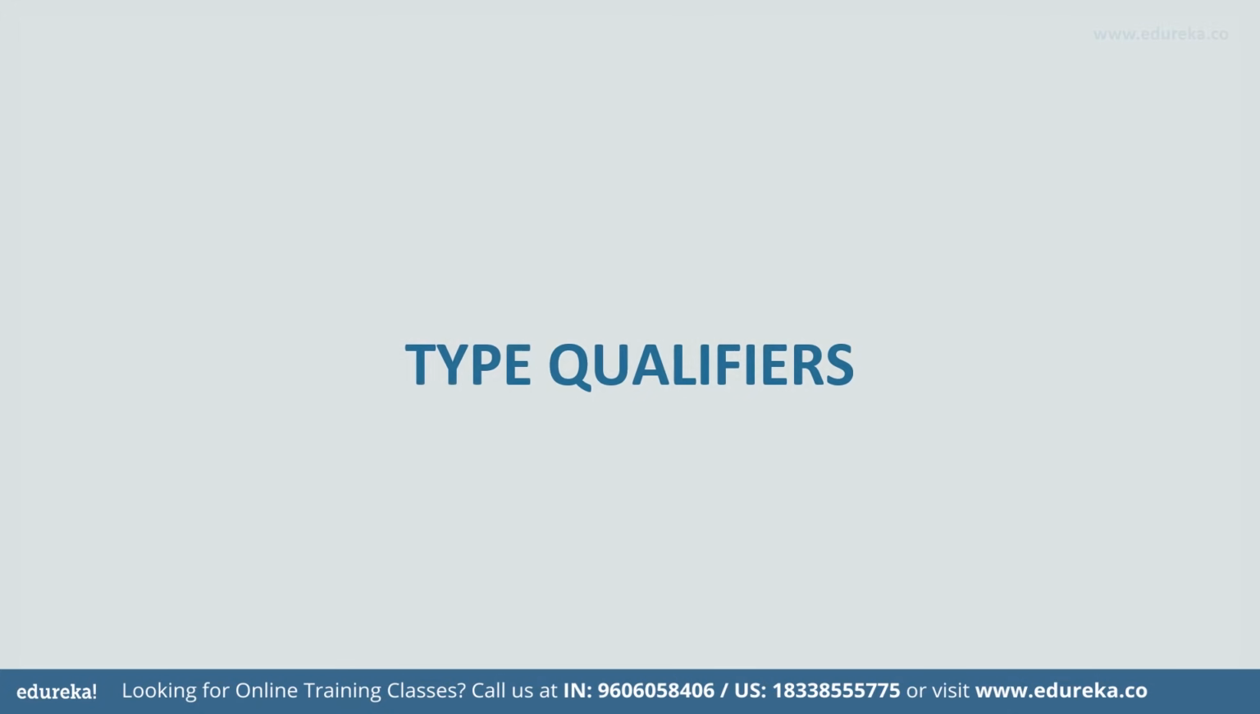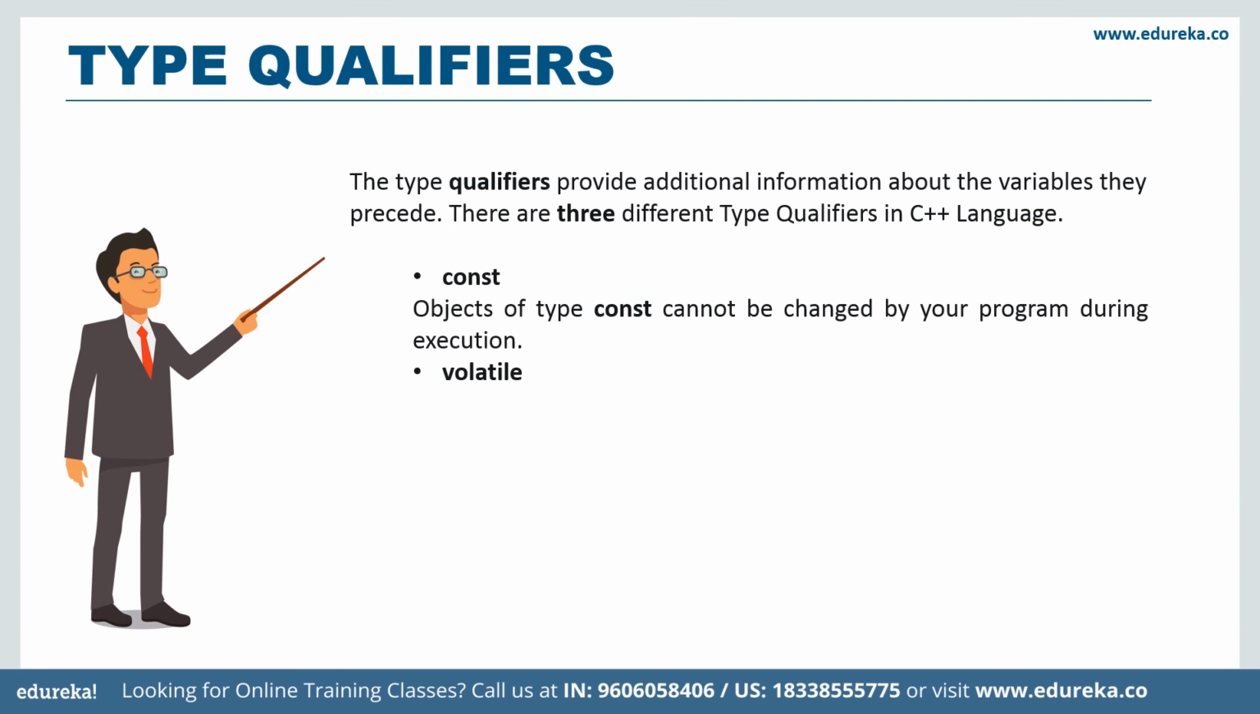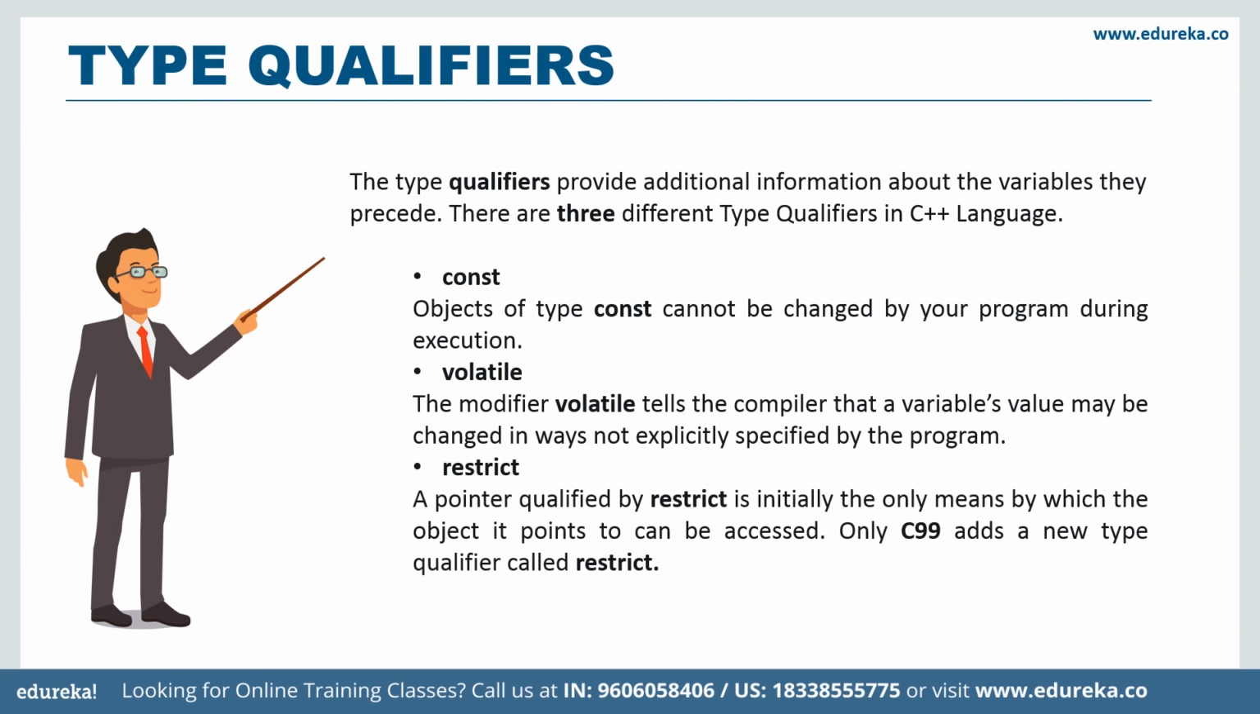Let's move on to the next topic, which is based on type qualifiers. The type qualifiers provide additional information about the variables they precede. There are three different type qualifiers present in C++ language. They are const, volatile, and restrict. Let's understand each one of them in detail. Objects of const type cannot be changed by the program during execution.